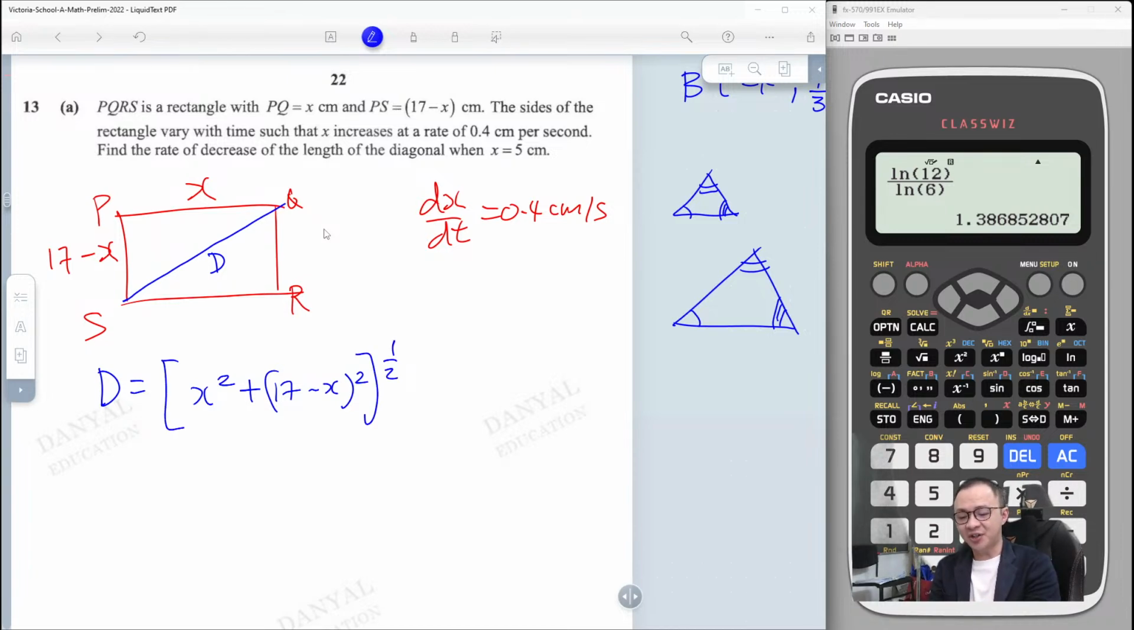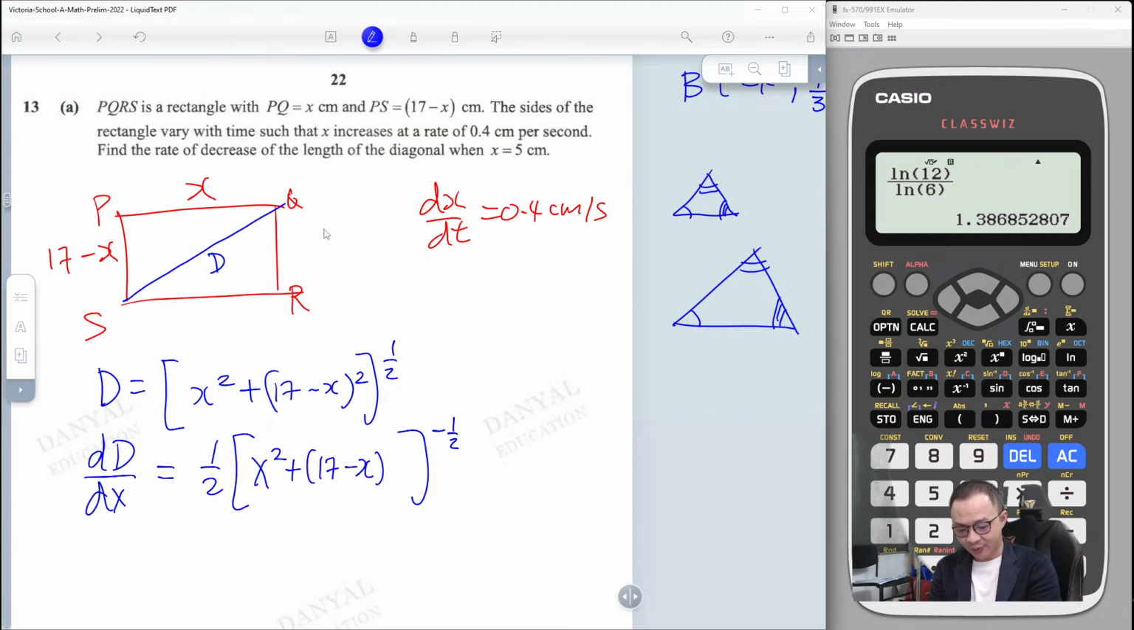So let's differentiate this one. Let's say I do dD/dx. 1 over 2 I move to the front. This one is negative 1 over 2. Whatever inside I copy. 17 minus x squared, power of negative half. And then when I differentiate inside, I should get 2x plus 2, 17 minus x, power of 1, and then multiply with negative 1.